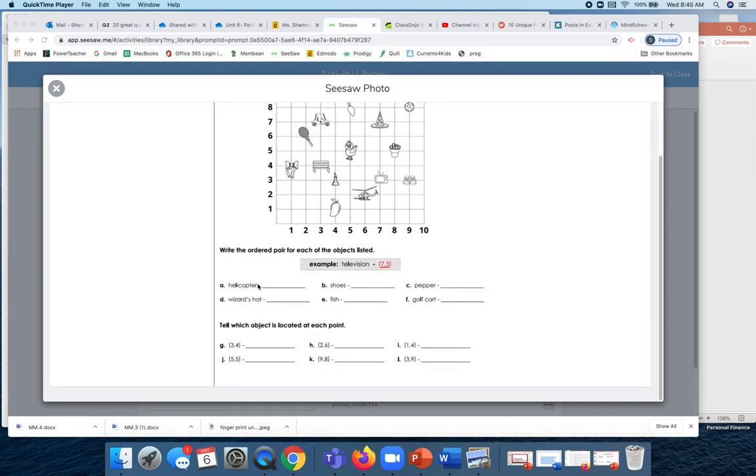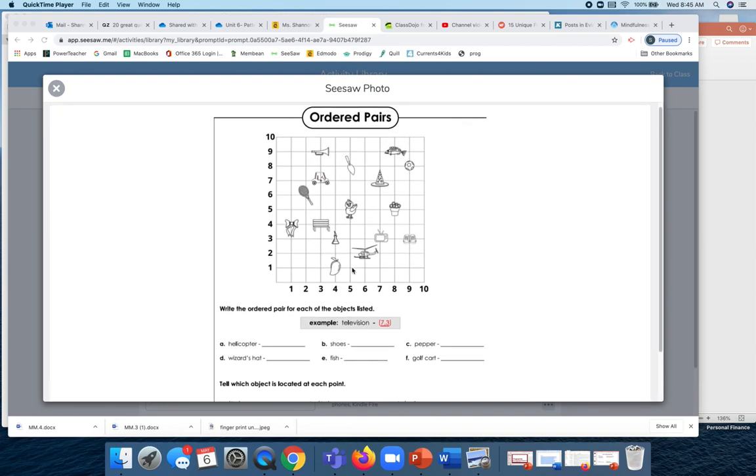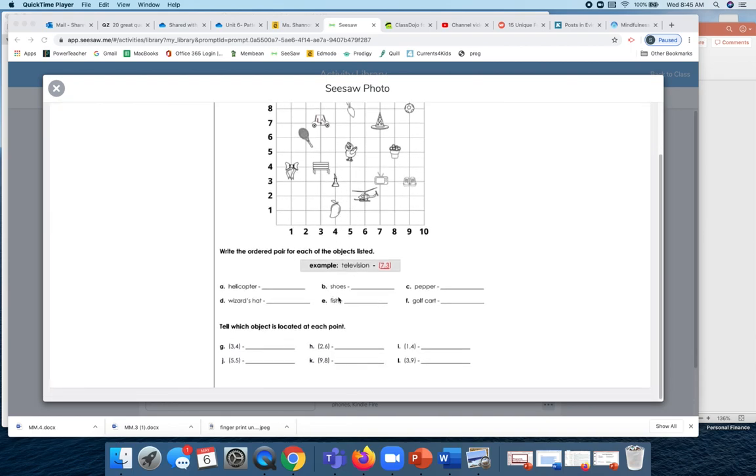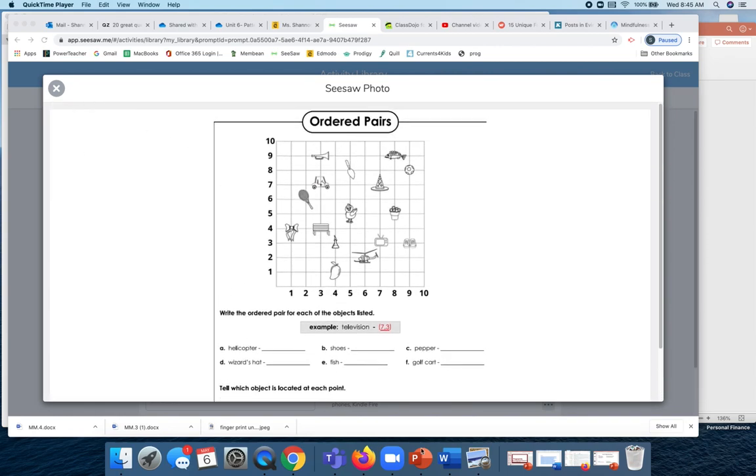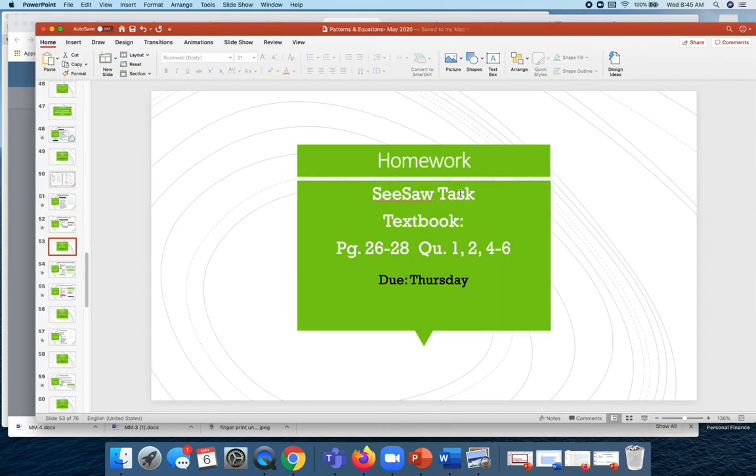And then this one is super simple. You're just saying the name of the object that is at each of the other intersection points. That should be hopefully quite simple for you to do. Now, that's task number 1, which is the Seesaw task.